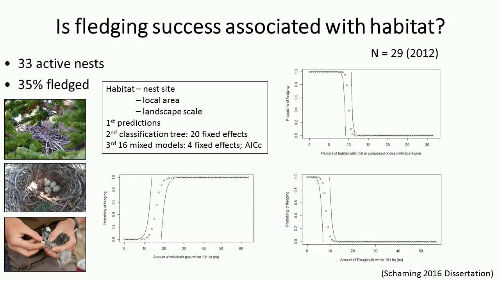I also found that when there were more dead trees, specifically the percent of habitat within 50 meters composed of dead trees, when there were more dead whitebark pine trees surrounding the nest, the likelihood of fledging drastically declined pretty quickly. And then as the amount of Douglas fir within that 100 hectares increased, the likelihood of fledging declined. This was interesting because, as I'll show you later, we found that Douglas fir seemed to be a really important food source during the late winter and into the breeding season.